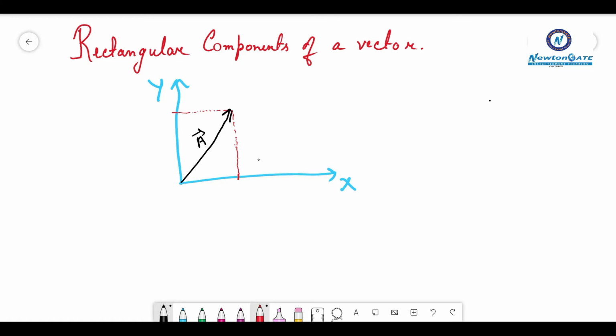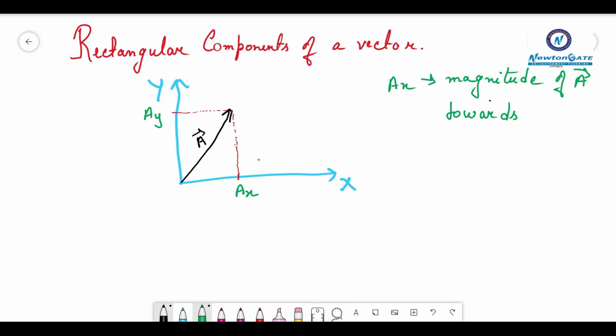So let this point be ax and let this be ay. What is ax? Ax is the magnitude of the vector towards the x-axis. Similarly, what will be ay? Ay will be the magnitude of the vector towards the y-axis.